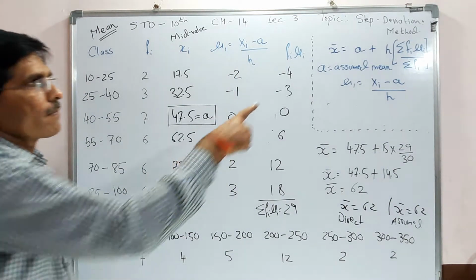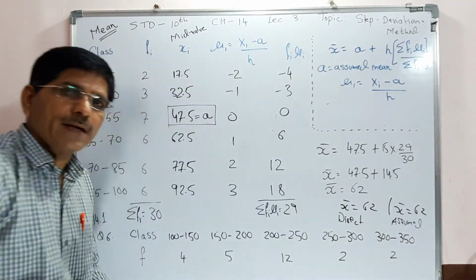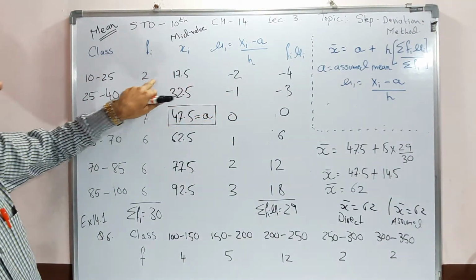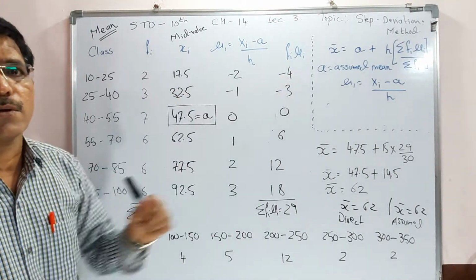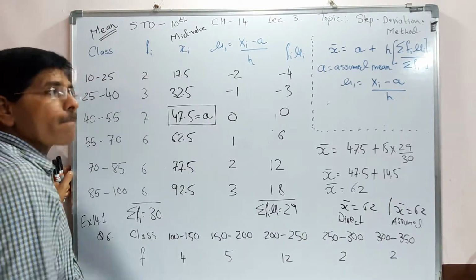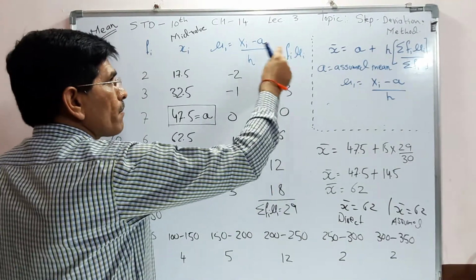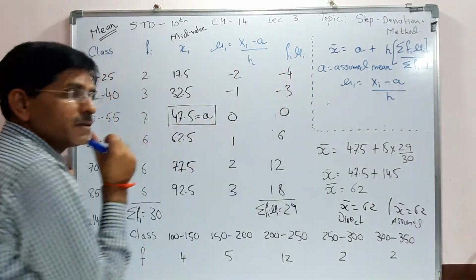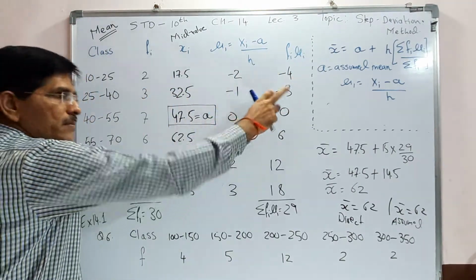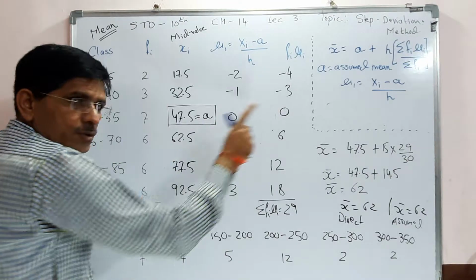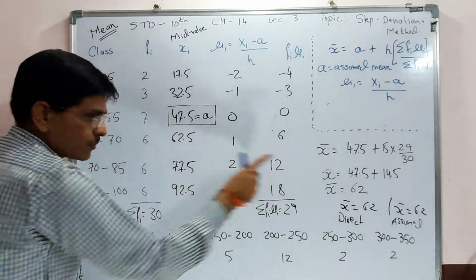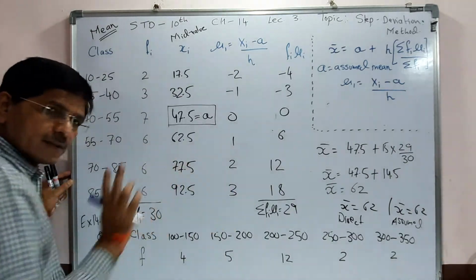Now you put fi ui. If I multiply fi ui, then 2 into minus 2, that is minus 4. Mostly students make a mistake: 17.5 into 2, that is long. What you have to do? fi into ui. 2 into minus 2, that is minus 4. 3 into minus 1, minus 3. 7 into 0, 0. 6 into 1, 6. 6 into 2, 12. 6 into 3, that is 18.